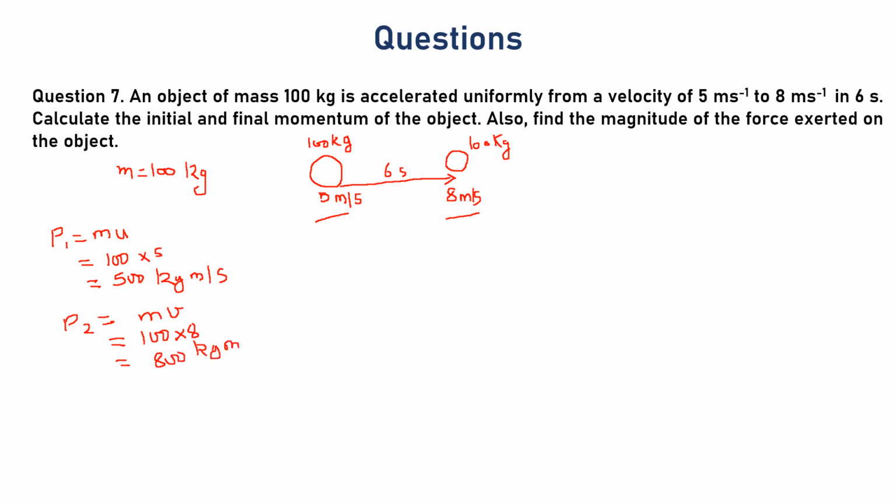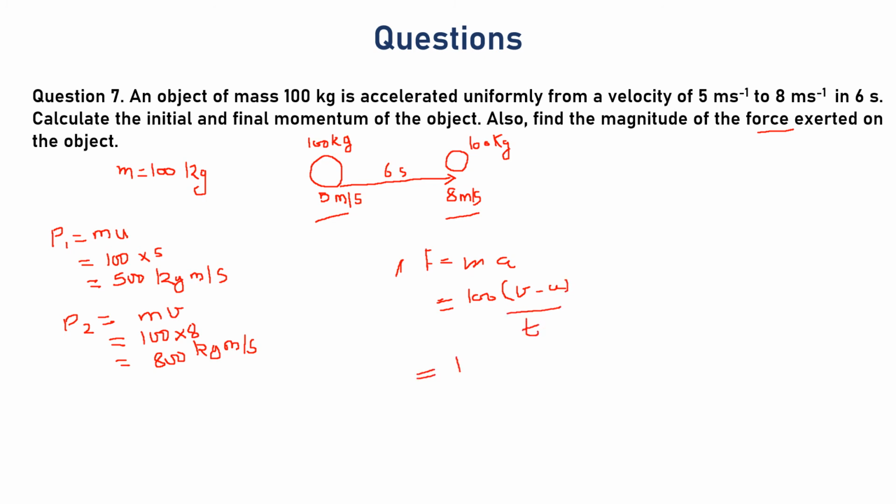Now in the second case we have to find force. Now we all know that force is equal to mass into acceleration, right? F is equal to mass into acceleration. So mass, we know, is 100, and acceleration is v minus u upon t, right?